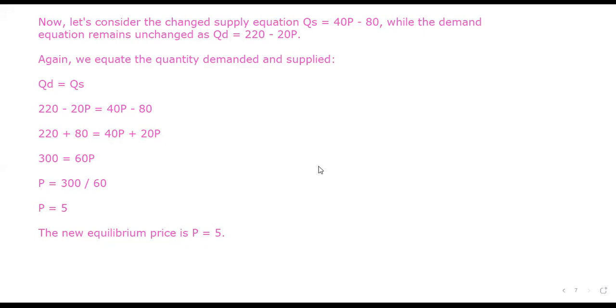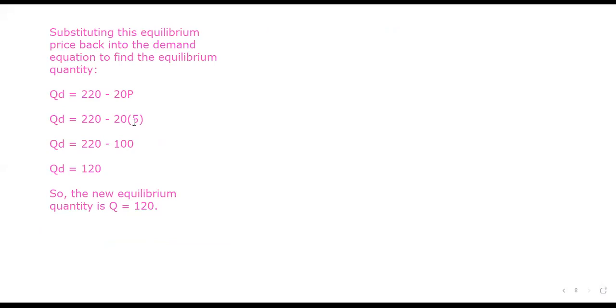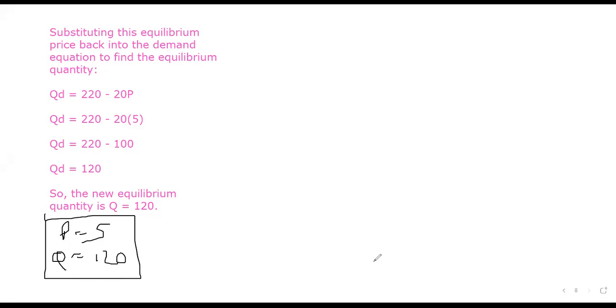So when we substitute, are we together so far? Are we following? Yes, we are. Substituting, we're going to have our new quantity, put a 5 in any of them. So when you put 5 there, we're going to 220 minus 100, which is 120. So our new equilibrium quantity is at 120. The price is at 5. So you can even draw a box to mark it properly. Price is 5, quantity is 120. This is how our graph will look.